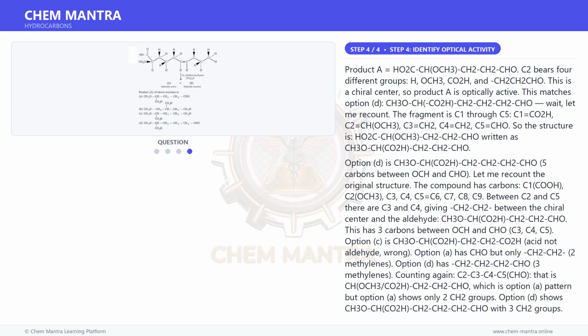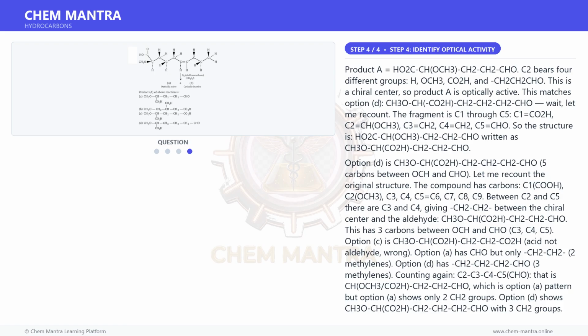Wait, let me recount. The fragment is C1 through C5: C1 is CO2H, C2 is CH(OCH3), C3 is CH2, C4 is CH2, C5 is CHO. So the structure is HO2C-CH(OCH3)-CH2-CH2-CHO, written as CH3OCH(CO2H)CH2CH2CHO. Option D is CH3OCH(CO2H)CH2CH2CH2CHO, with more carbons between OCH and CHO.